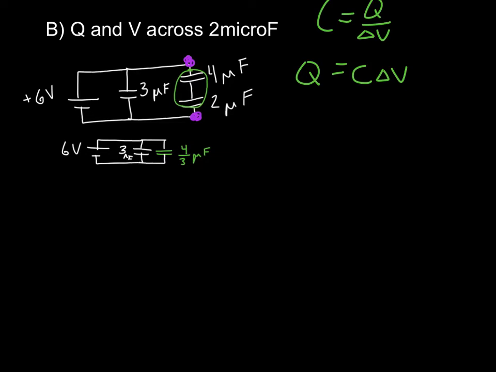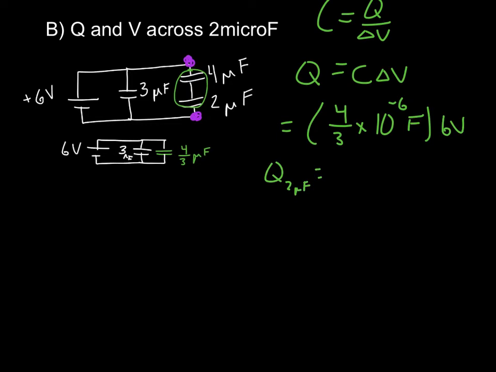So this would be 4 over 3 times 10 to the minus 6 farads, times your voltage, and your voltage is here, which is in parallel with the battery. Voltage in parallel is the same. Good. So this is 6 volts, and you get that the Q on the 2 microfarad capacitor equals 8 times 10 to the minus 6 coulombs.